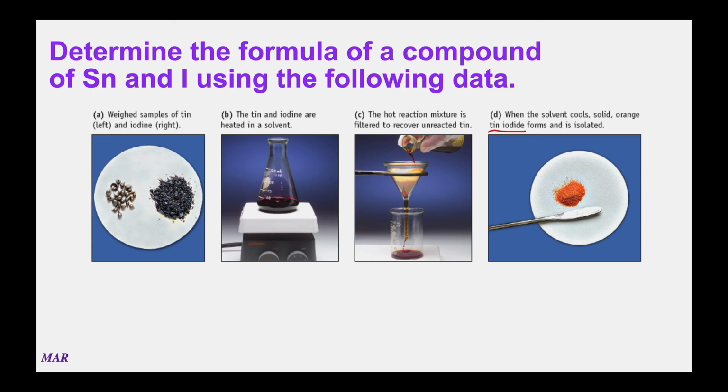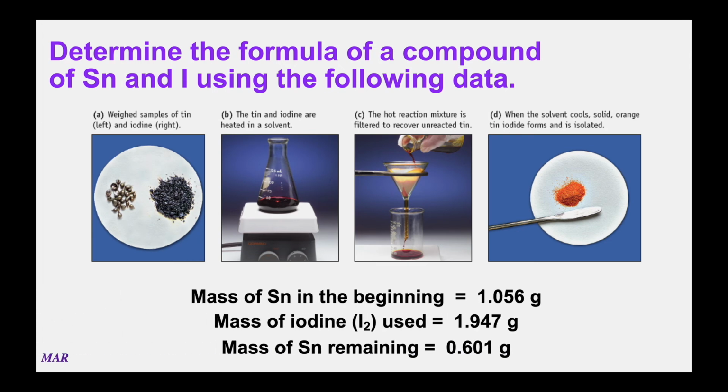Now, tin is a variable charge metal. Iodine is always -1. So the question is, from this kind of data, how can we find the formula of the tin iodide? Using some experiment, we started with 1.056 grams of tin. We put 1.947 grams of iodine in with the tin, and at the very end of the reaction, we had some tin left over, some 0.601 grams. We isolated it with the filter paper.